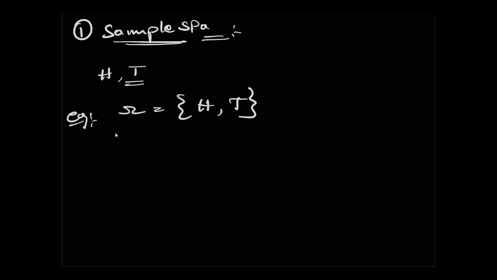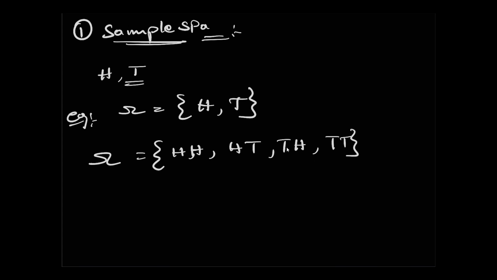Now instead of one coin we cast two coins. Then the sample space will be either both are heads, or the first is head and the second is tail, or the first is tail and the second is head, or both are tails. The set of all outcomes we call a sample space.